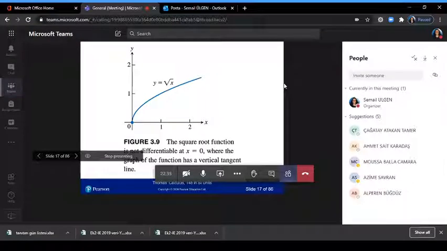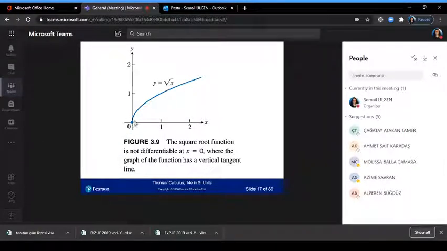Okay, let's go back to the square root function again. For square root of x, everywhere except 0, the graph of the function behaves really nicely. It has a tangent line here, a tangent line here, a tangent line here, but at 0 it doesn't have the derivative.